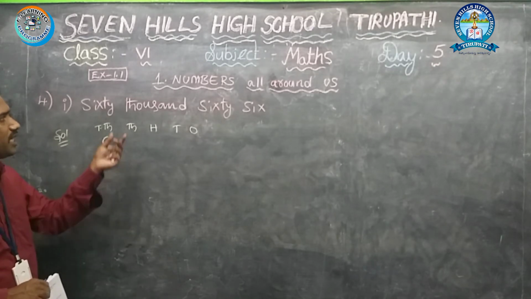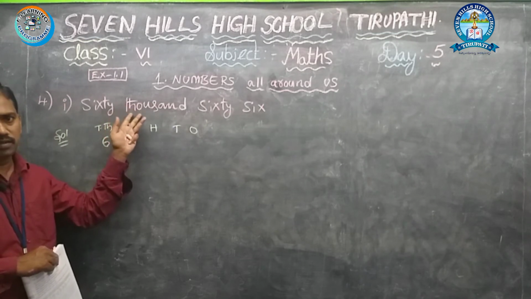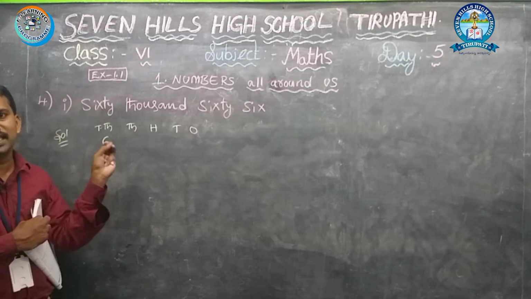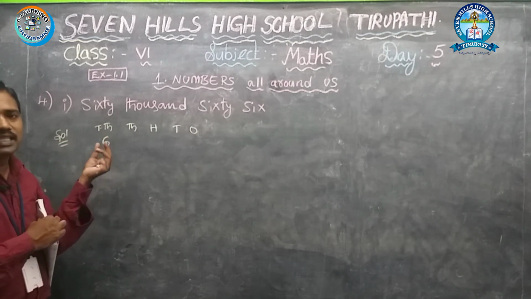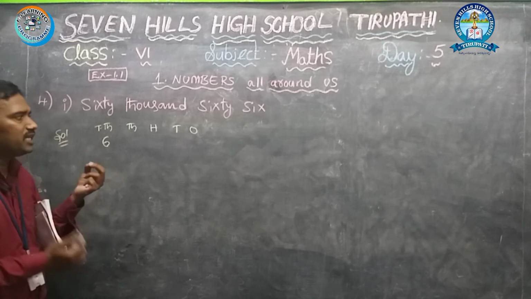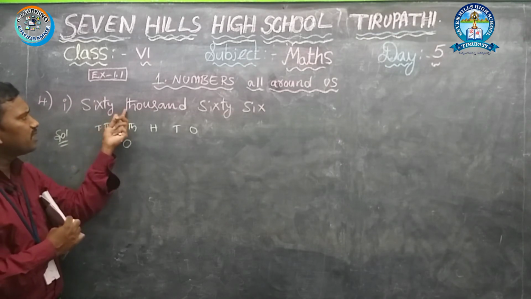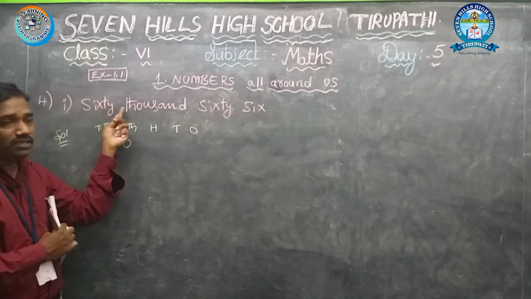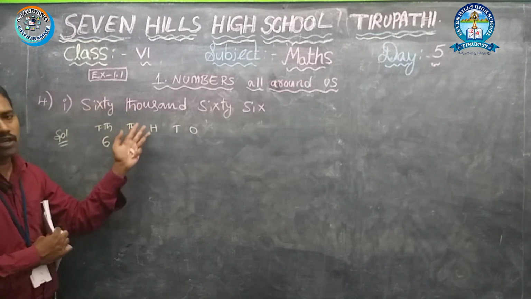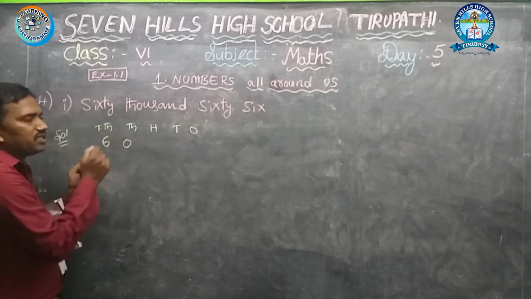After that, in the thousands place, here only 60,000 is there. It is not 61,000, 62,000, 63,000. That means in the thousands place nothing is there, so we keep 0 here. If anything were there, it would be 61,000, 62,000, 63,000. It is just 60,000, that's why it will be 0.